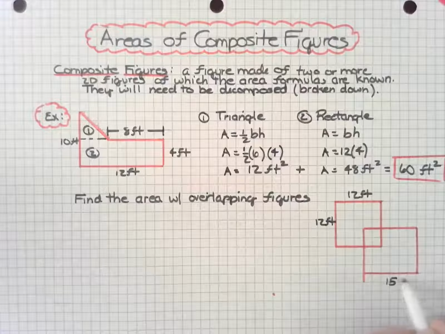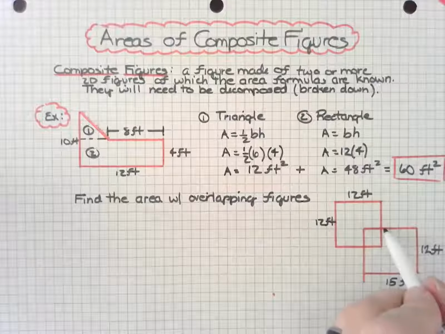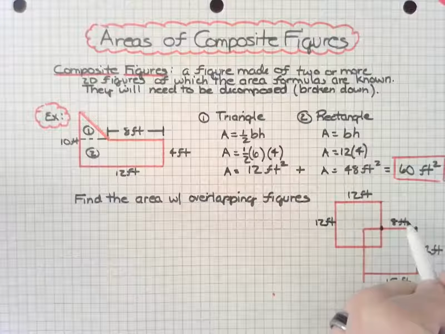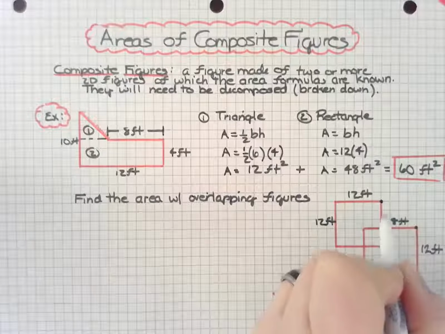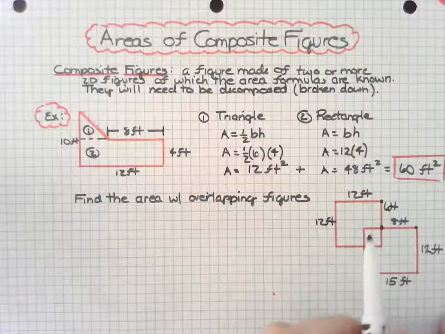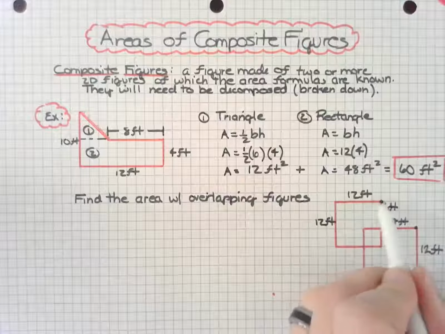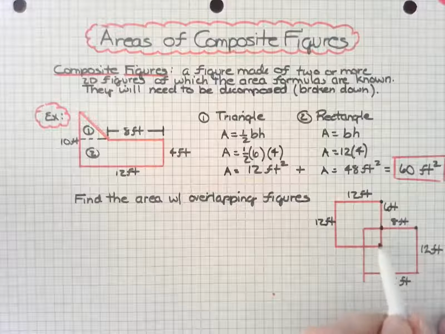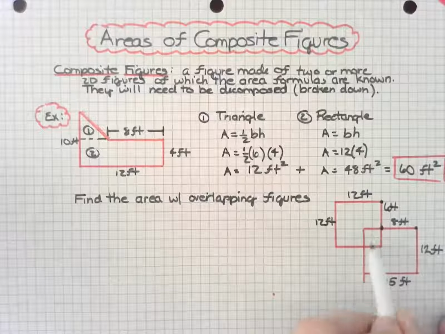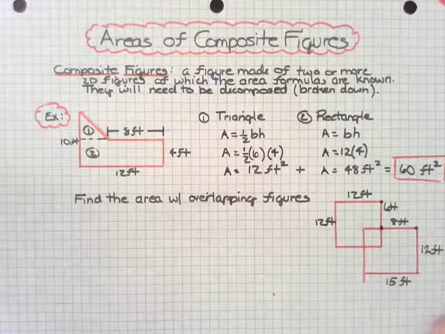This is going to be 15 feet and 12 feet. And then they give you this dimension right here. From here to here is 8 feet. And from here to there, the vertical height is 6 feet. So what would the area be total? If we take the area of this one, then we've already included this square. So if we take the area of this one, we're going to have to subtract that area. So we need to find that in order to find the total area.